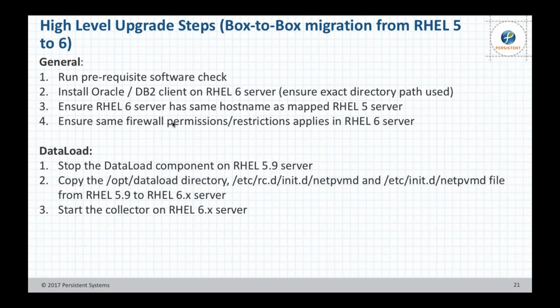And lastly, ensure that whatever firewall permissions or restrictions that you have applied in your old server, make sure you apply them in your new server, because a lot of times we've seen when customers upgrade or do a box-to-box migration to the new server, some components are not talking to each other. For example, an SNMP collector or UBA collector is not able to access the network equipment that it's trying to pull because it's behind a different firewall, and that firewall doesn't permit the traffic to go through. So just ensure that all this testing has been done when you do a box-to-box migration.